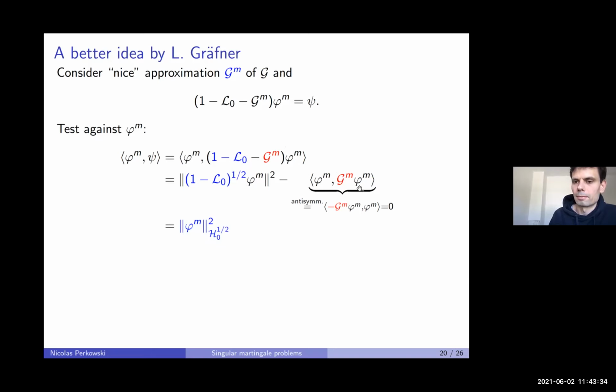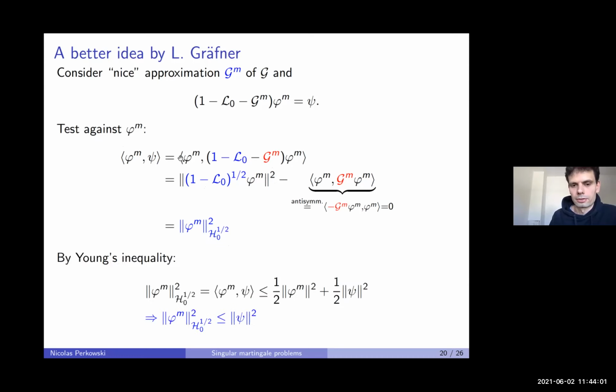But now Gm is an anti-symmetric operator. So this is the same as minus Gm phi m. And of course, this thing is minus itself, so it has to be 0. So since Gm is anti-symmetric, if we have phi m, Gm phi m, it will be 0. And so this here is just the H^{1/2}_0 norm squared of phi m.